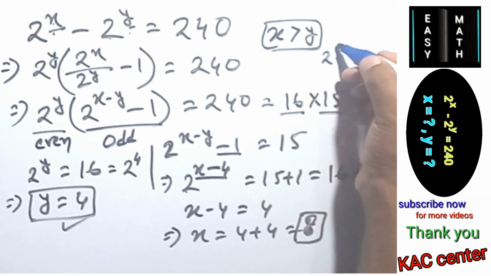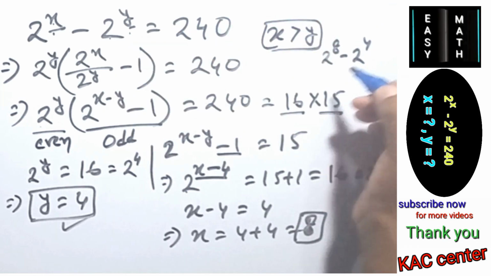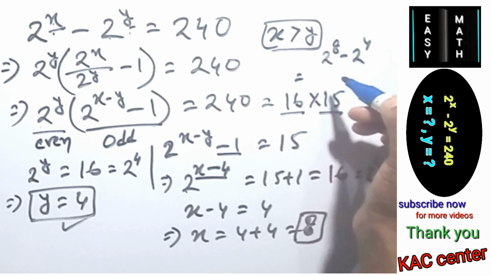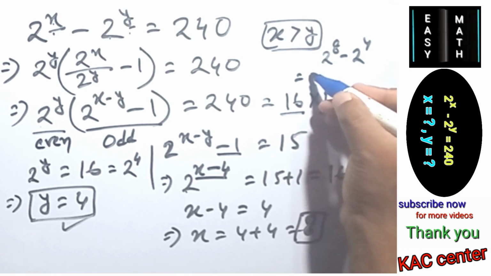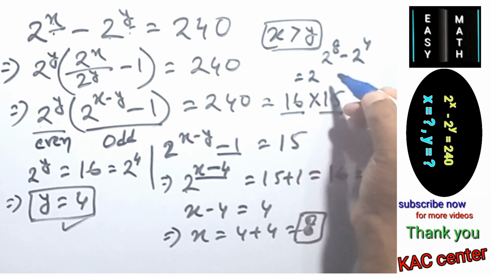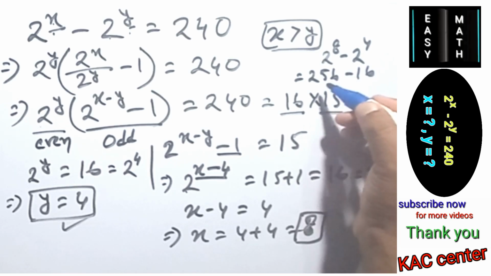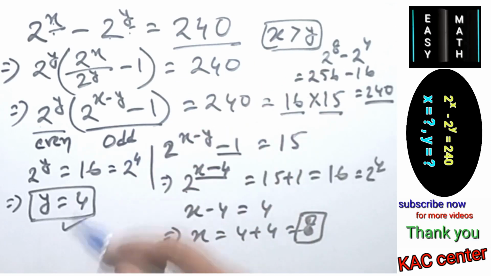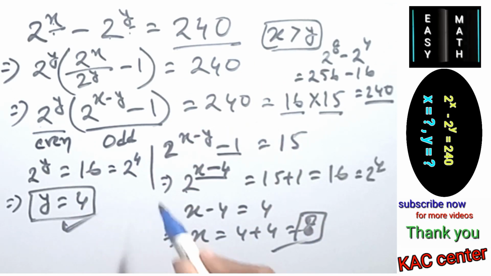So x value is 8 and y value is 4. Checking: 2 to the power 8 is 256 and minus 16 is 240, so this is the proof. So you can write x value is 8 and y value is 4. So thanks for watching the video. Thank you.